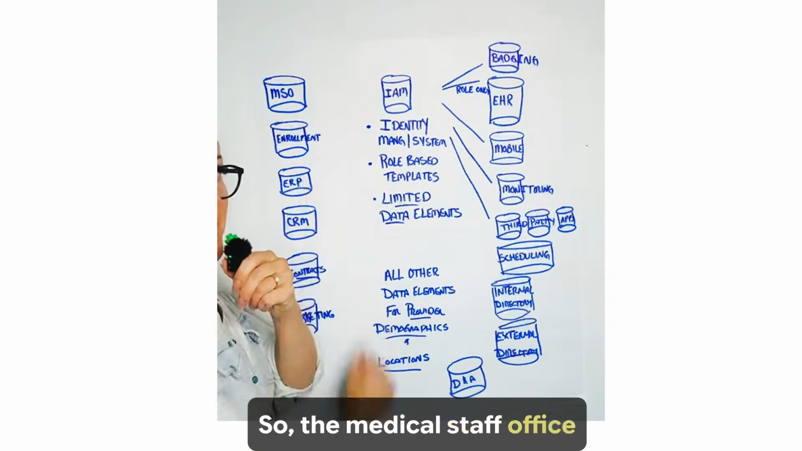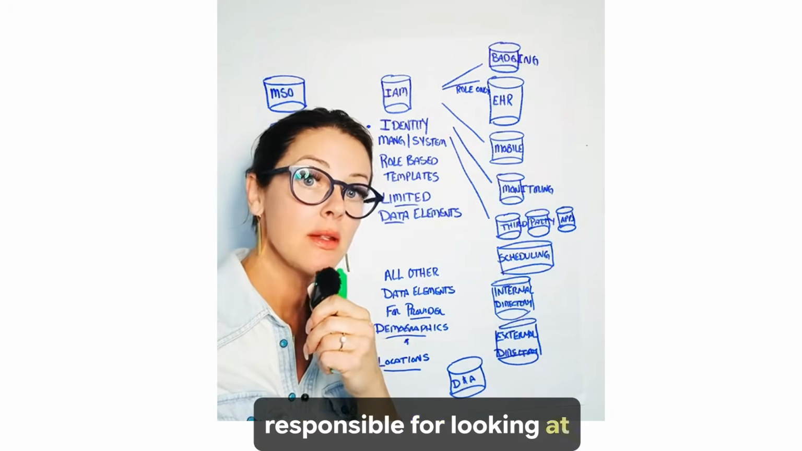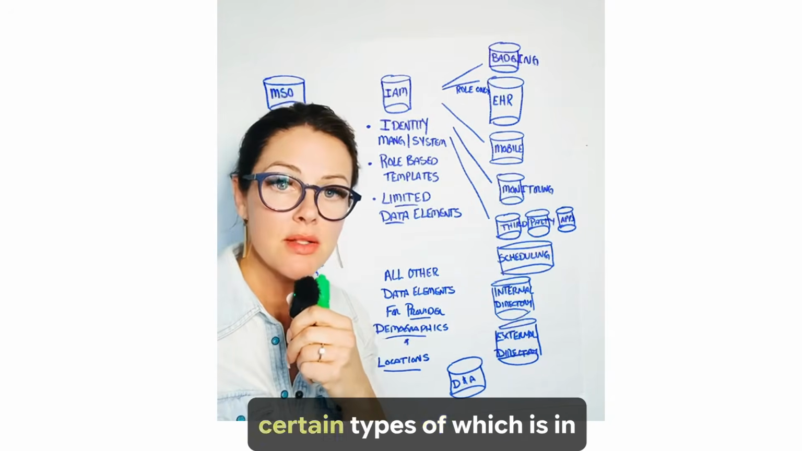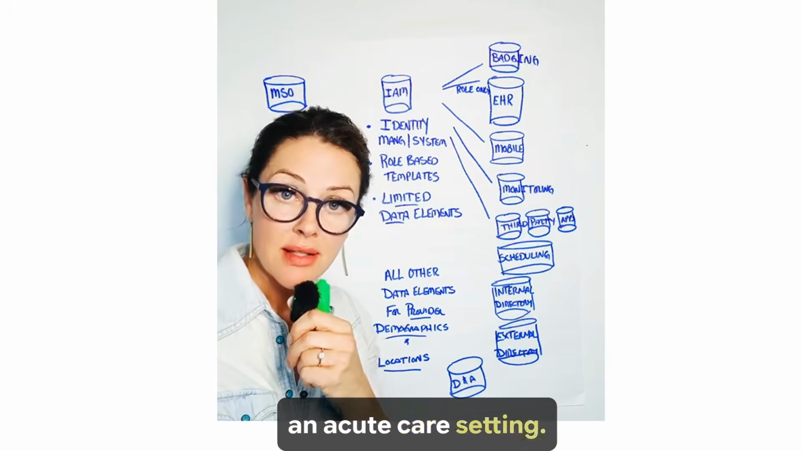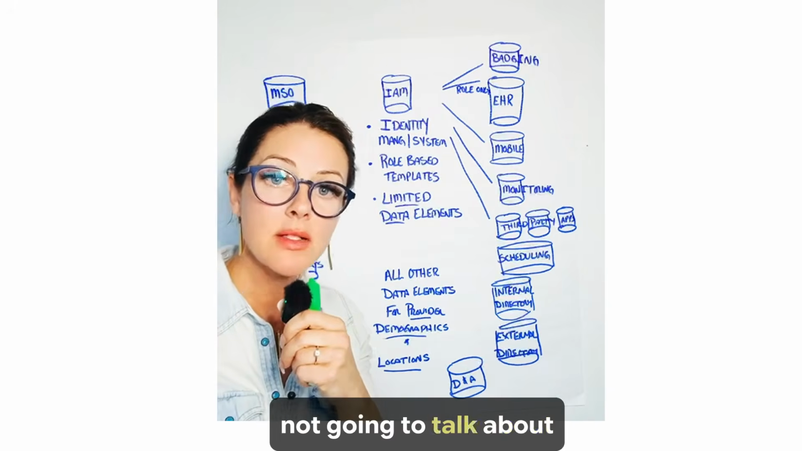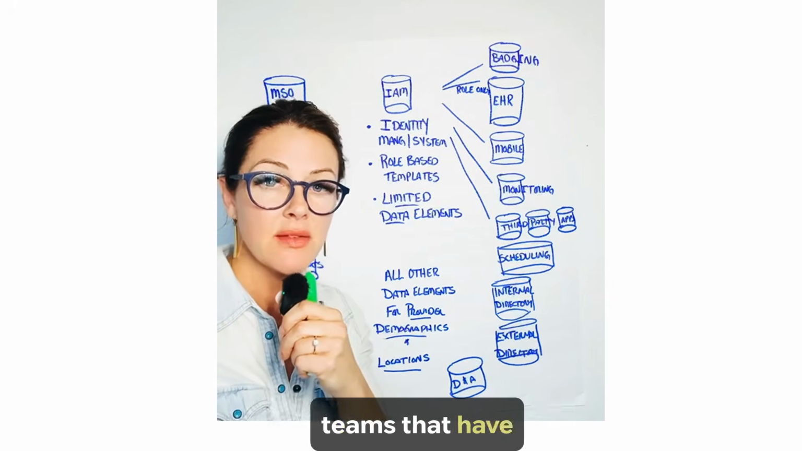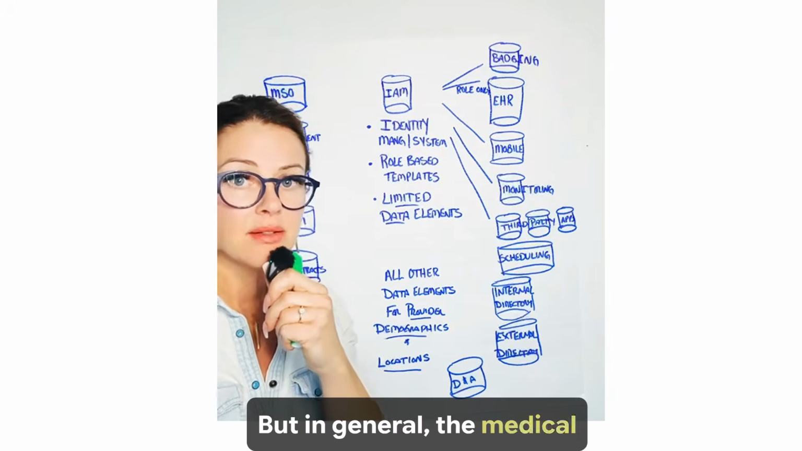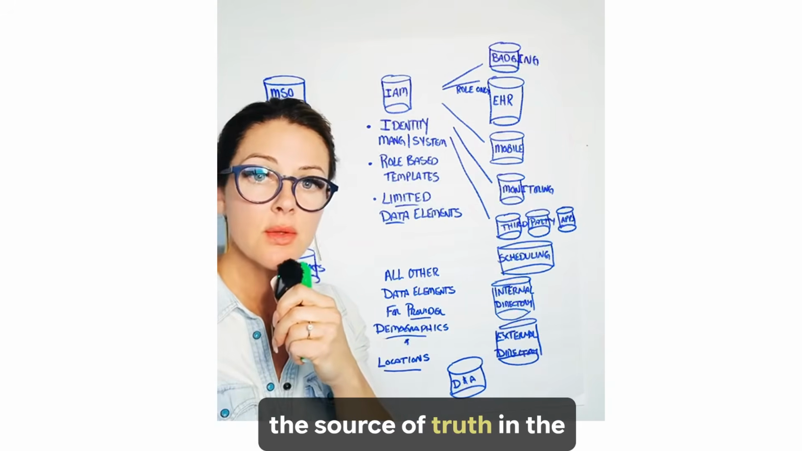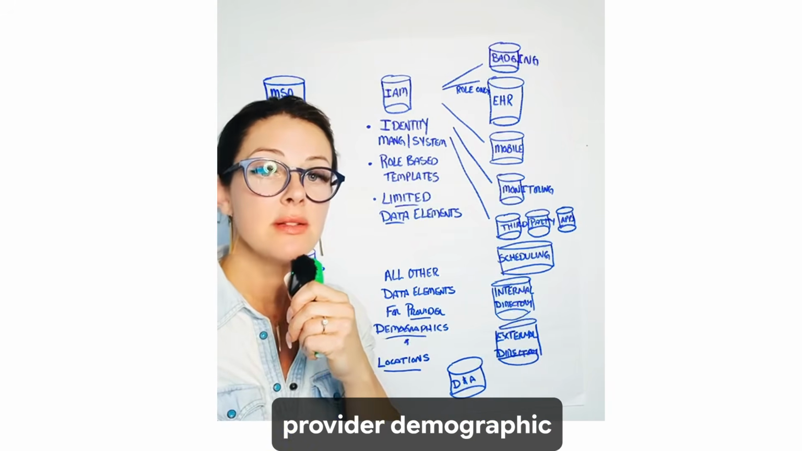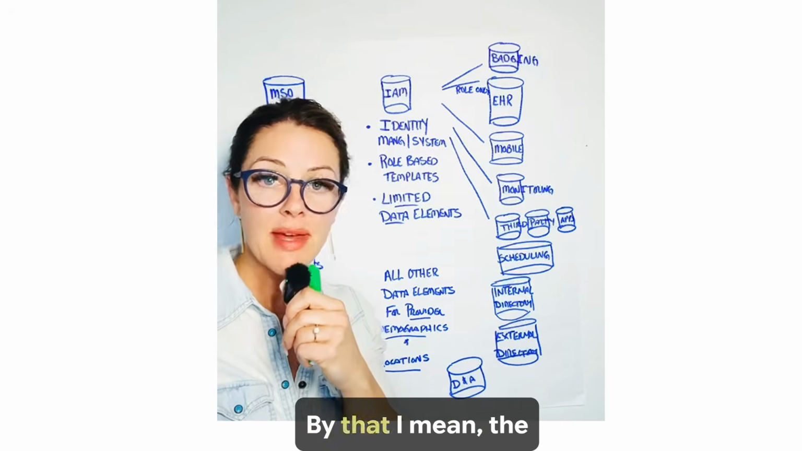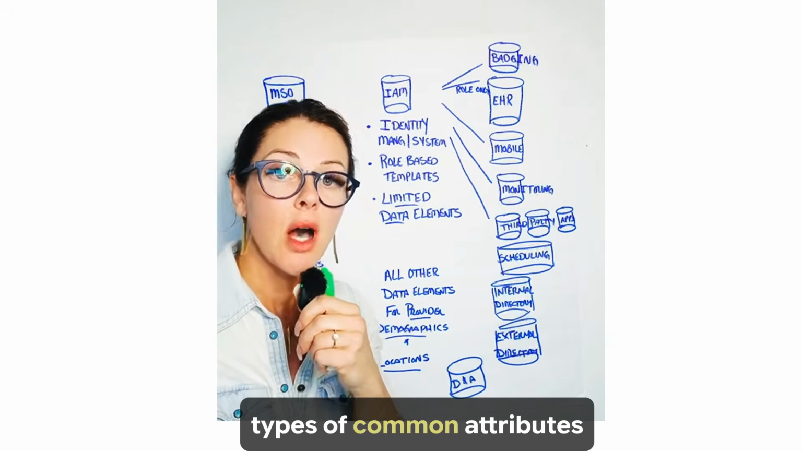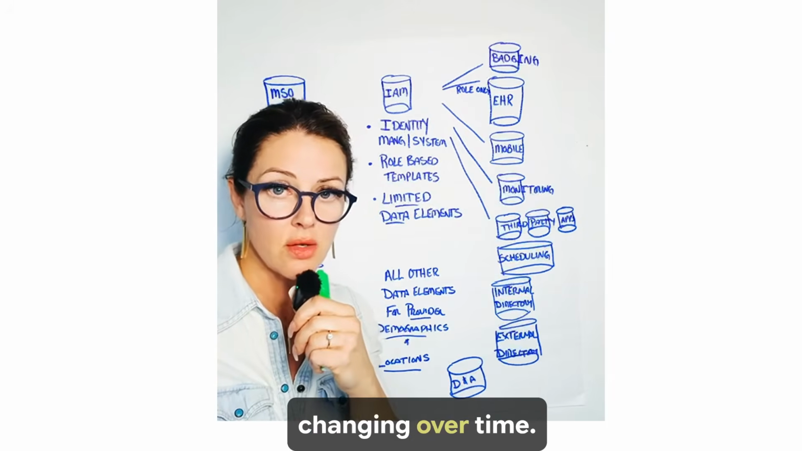The medical staff office is predominantly responsible for looking at the clinical competency of the provider to make sure that they're actually able and should be performing certain types of privileges in an acute care setting. There are definitely some hybrid scenarios, which I'm not going to talk about today, such as CVOs and teams that have consolidated their efforts from an enterprise standpoint. But in general, the medical staff office is most certainly the source of truth in the healthcare setting for provider demographic information. By that, I mean the provider's name, their practicing degree, and other common attributes that are very slowly changing over time.